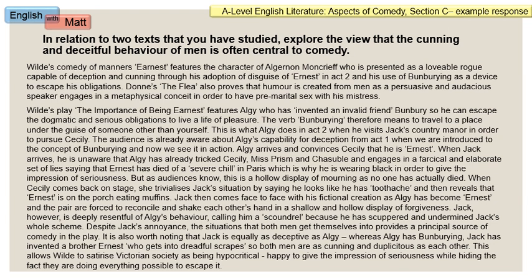This allows Wilde to satirise Victorian society as being hypocritical, happy to give the impression of seriousness while hiding the fact they are doing everything possible to escape it. And that's all they say about Earnest.